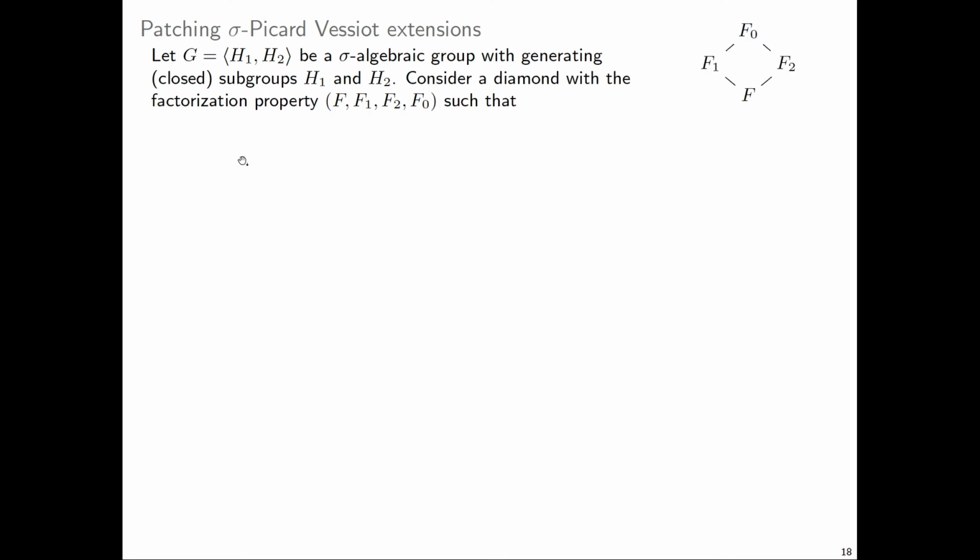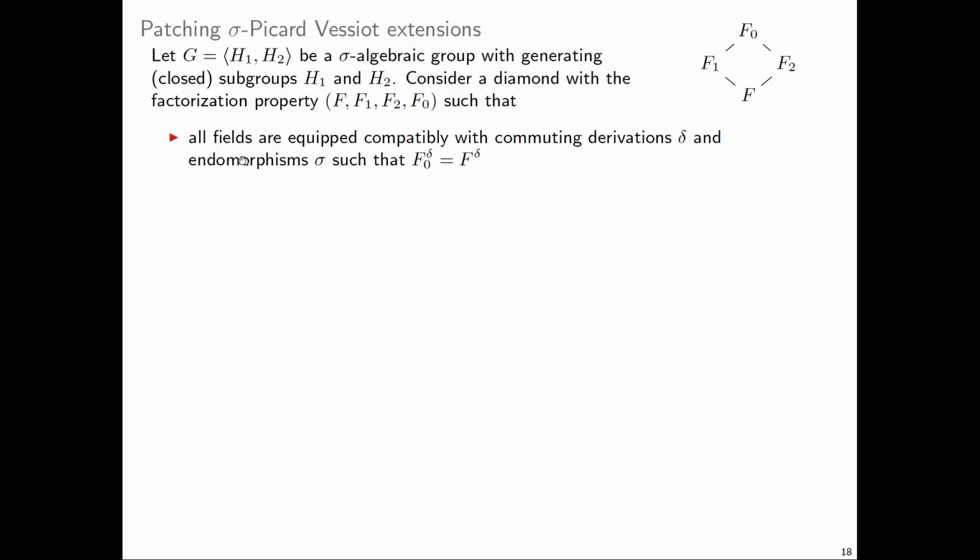Okay, so now, in addition, we look at such diamonds with sigmas and deltas on them. So we start with a group, G. It's generated by 2 closed subgroups, H1 and H2. So 2 subgroups that are also algebraic groups. And we consider a diamond with the factorization property, F1, F2, F0, such that all these fields are equipped compatibly with commuting derivations delta and endomorphisms sigma, such that you don't have new constants in F0.